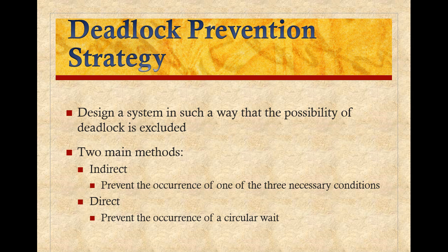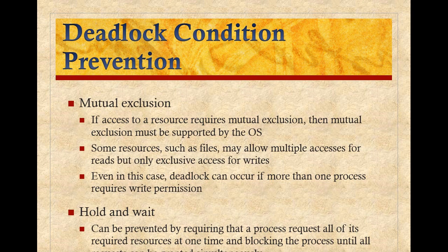Now, deadlock prevention strategies. Design a system in such a way that deadlock is excluded. There are two main methods. One is indirect and the other is direct. Indirect means preventing the occurrence of the three necessary conditions that we discussed in the previous slide, and direct is preventing the occurrence of the circular wait.